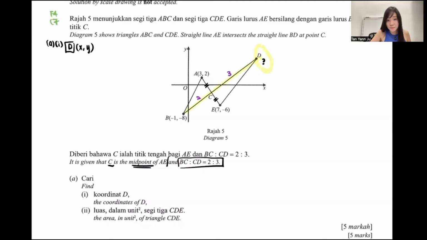Because if I want to find D, they should give me B and they should give me C. But C I don't have. C I don't have, then how? Fine, how do I find C? Isn't C on this line? So I can find C first, my dear. Don't tell me you can find D straight away.